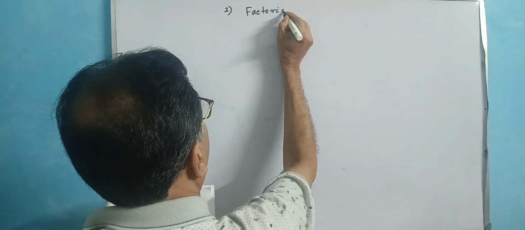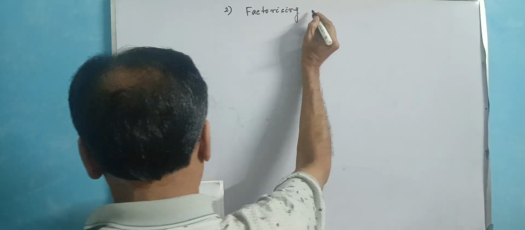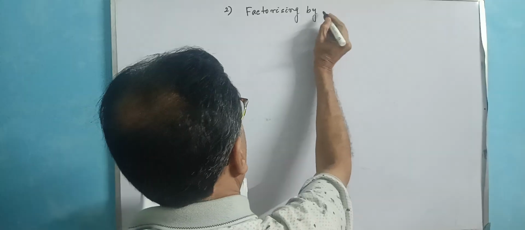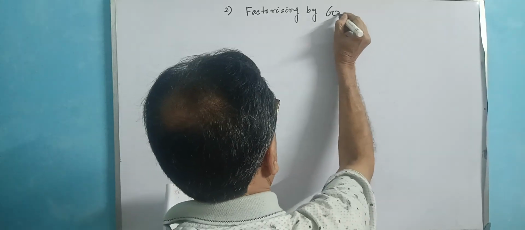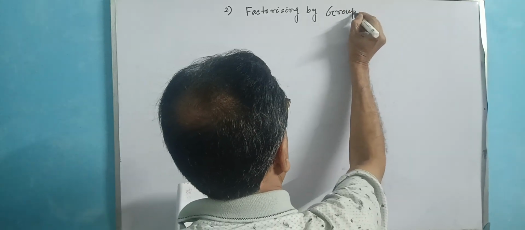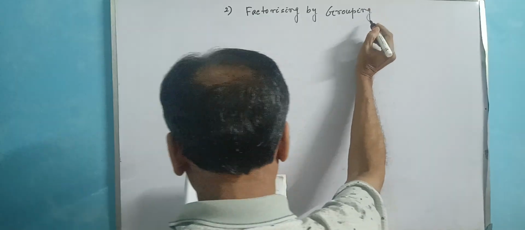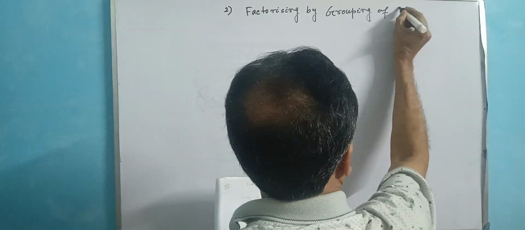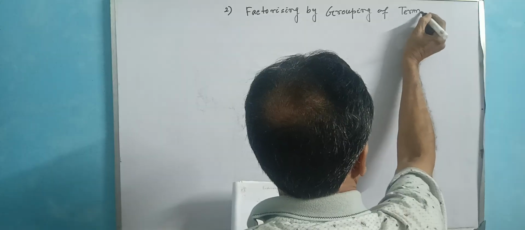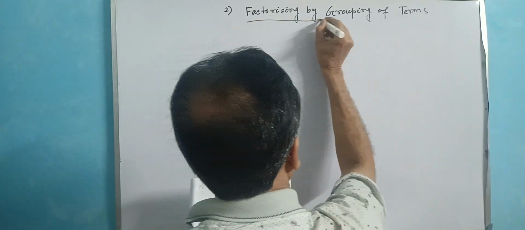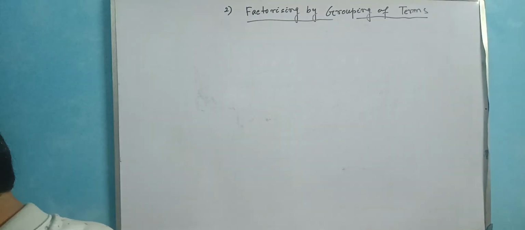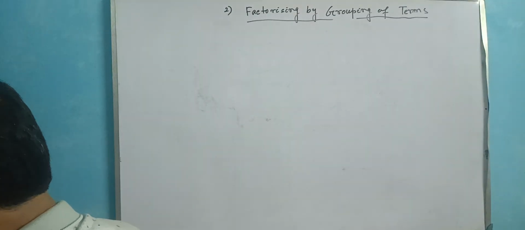Factorizing by grouping of terms. Okay, so this is one process. Another process: factorization by grouping of terms.